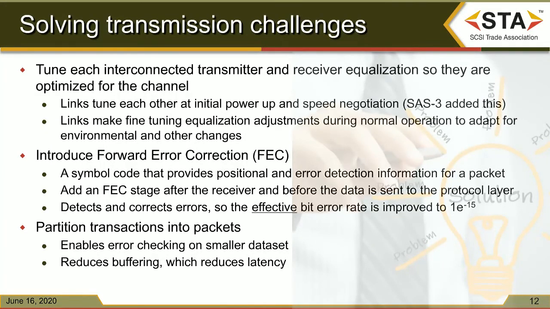So how did we solve these challenges? What features went into the technology to solve them? One of the technologies is that transmitters and receivers exchange messages so that the shape of the transmitted signal can be modified to align with the amount of reflections and noise in the room or in the cable.